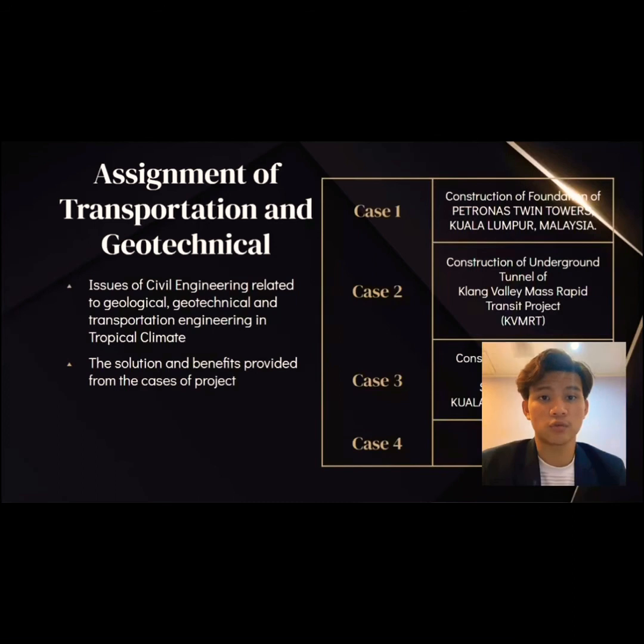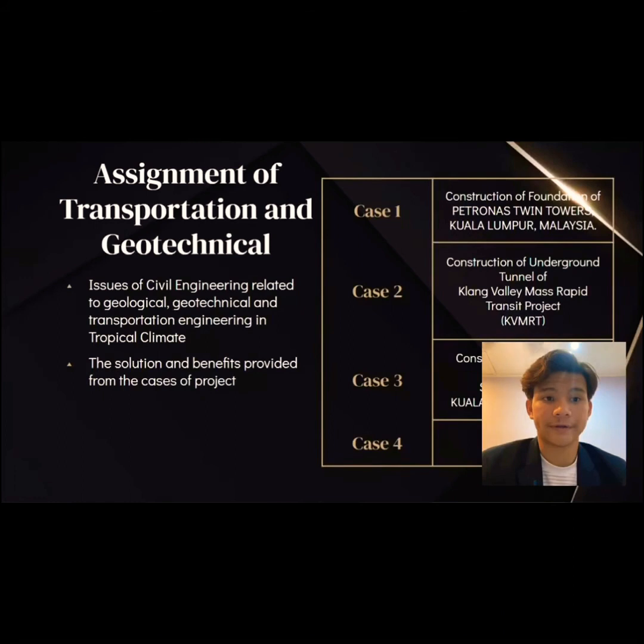And case number 2 is construction of underground tunnel of Klang Valley Mass Rapid Transit Project, KVMRT. Actually KVMRT has the same problem as the KLCC because the construction site is set on the KL limestone formation, which is known to be highly karstic. So in order to overcome this, ground treatment such as jet grouting, compaction grouting, and fissure grouting was performed at the area with weak ground strata and to fill the cavity to strengthen the soil.